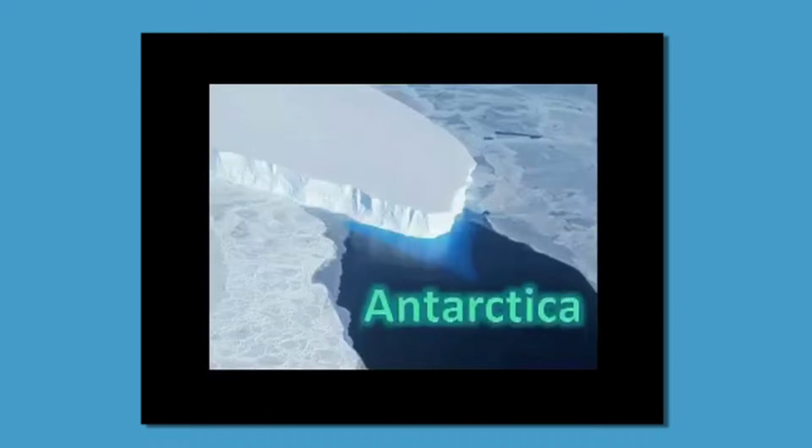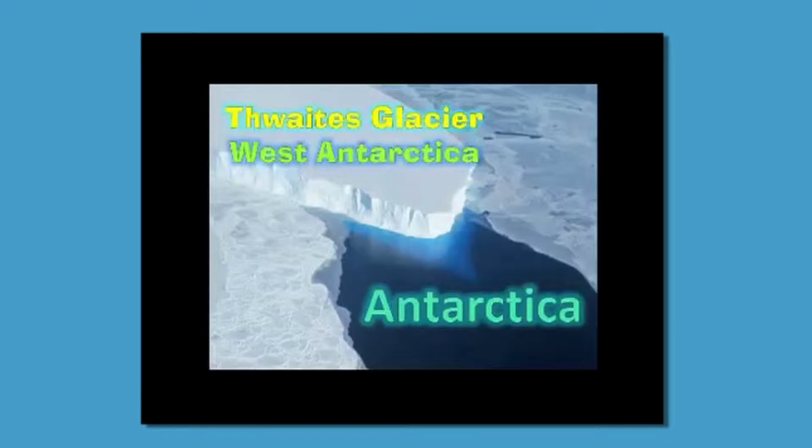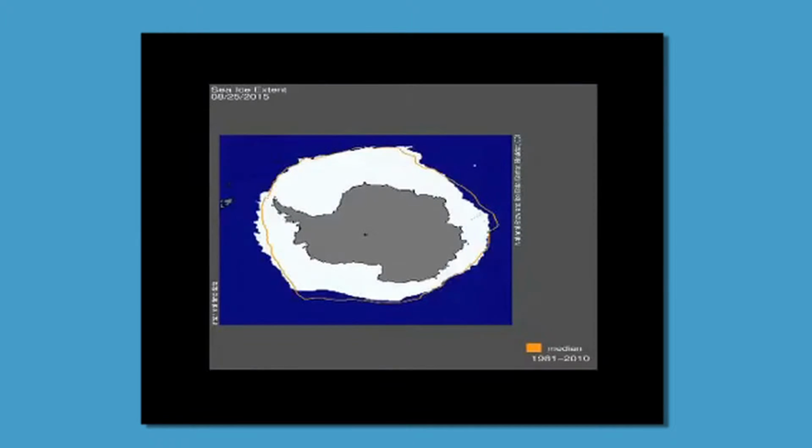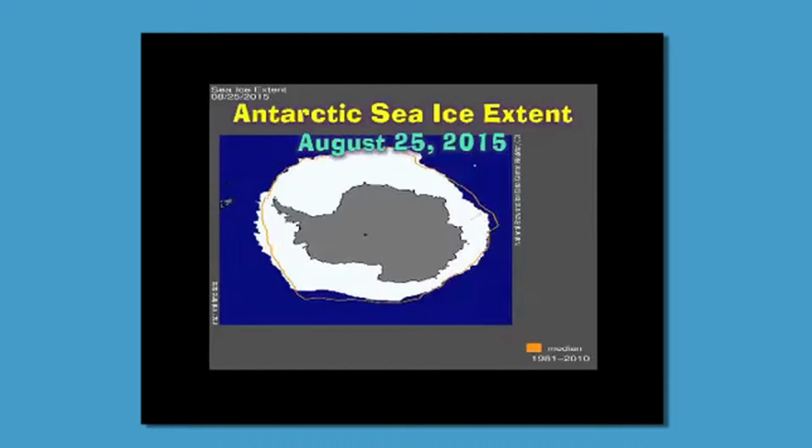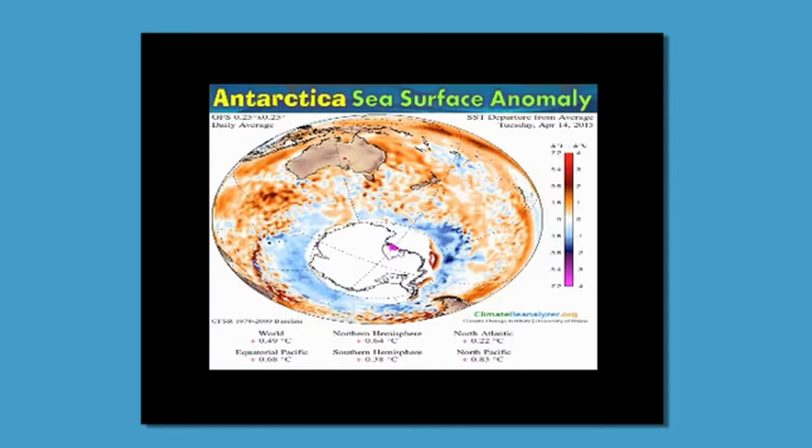So let's go ahead and talk about Antarctica and how it affects everything, because it's part of the feedback system. Antarctica has an annual ice sheet, and this is how the sea ice extent looked on August 25th. It's kind of an annual event. It doesn't really change that much, year over year.